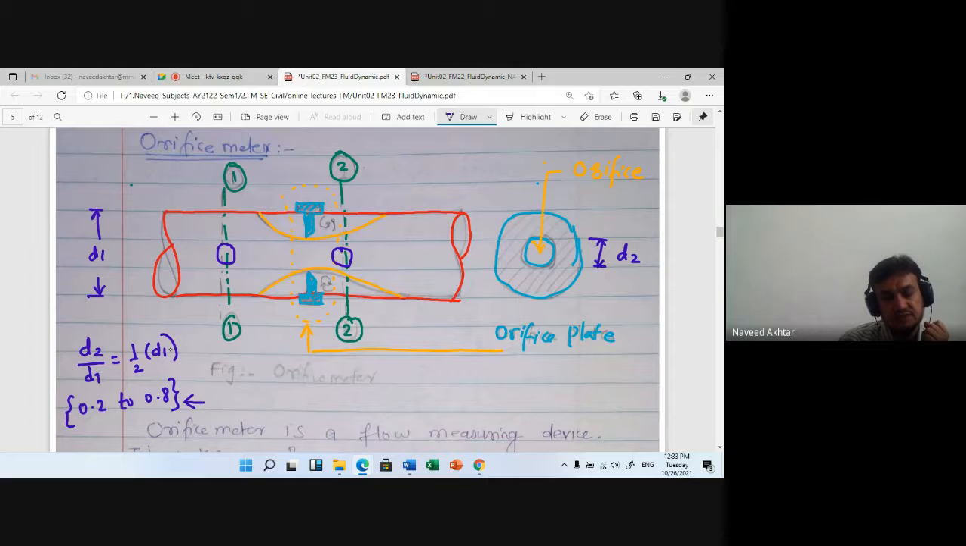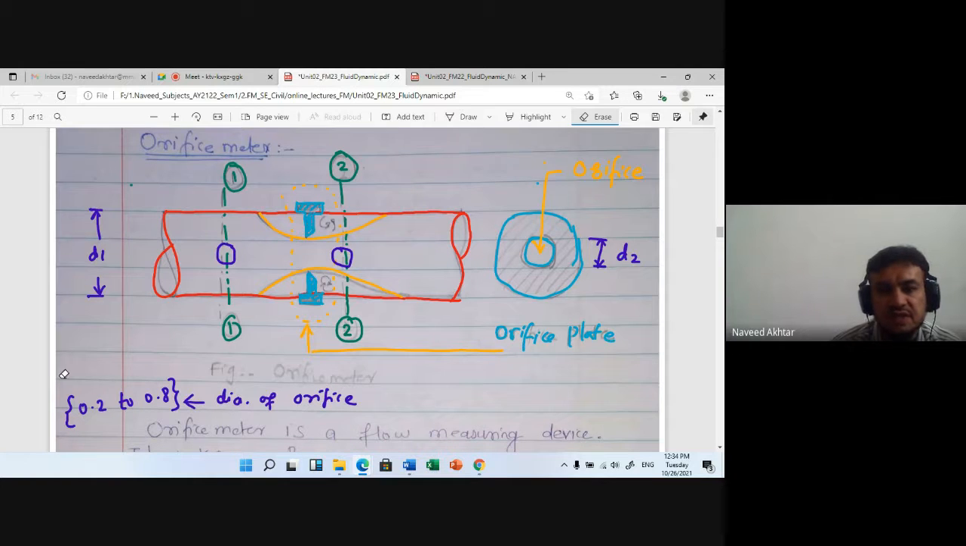This is the diameter of the orifice, that is D2. The ratio of D2 upon D1 you can find out, and generally d2 upon d1 is taken as half of d1. Okay, so you can go for that. It depends on the construction, which we will see later.